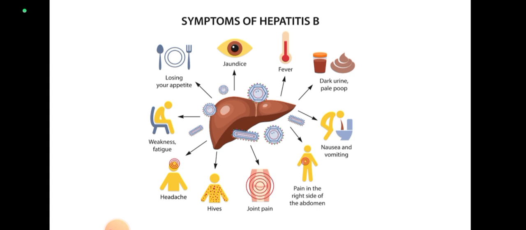Hepatitis B is the most important among them, and its symptoms are jaundice, fever, dark yellow urine, pale stool, nausea, vomiting, pain in the right side of the abdomen, joint pain, hives, headache, weakness, fatigue, and loss of appetite.